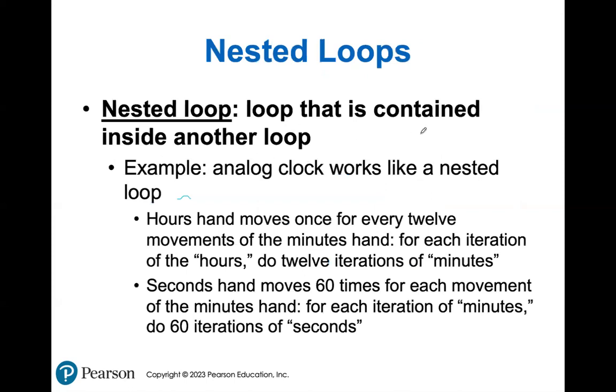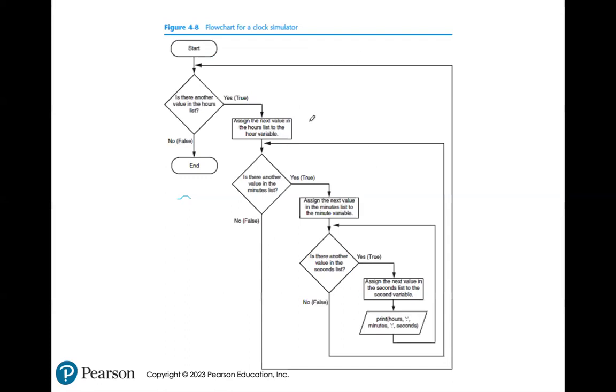And nested loops. Again, you should be fairly familiar with this, but I'll go over it again. It's just a loop inside a loop. All you're doing is nesting the loops on top of each other. This is a great flowchart to show you an example of a nested loop. As you can see here, we start by asking, is there another value in the hours list? If there is another value, we follow this arrow. Then we assign the next value in the hours list to the hour variable.